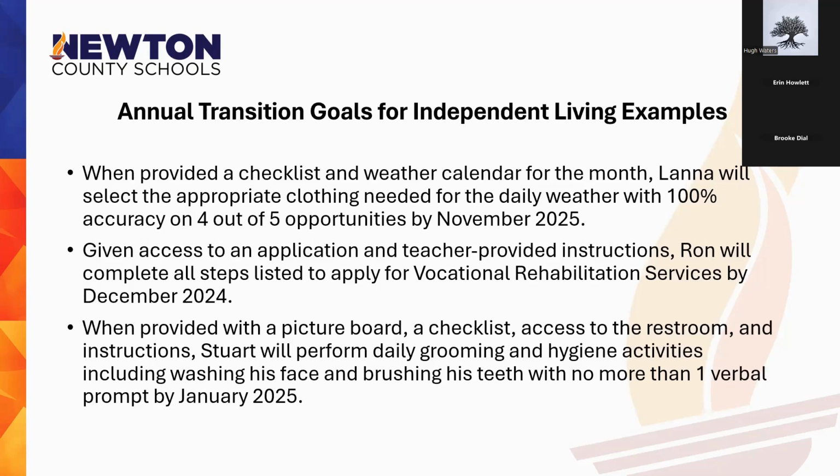And these are a couple of different examples of the actual goals that you might see. When provided a checklist and weather calendar for the month, Lana will select the appropriate clothing needed for daily weather. Or, given access to an application and teacher-provided instructions, Ron will complete all steps listed to apply for vocational rehabilitation services. Another one: provided with a picture board or a checklist, access to the restroom, and instructions, Stu will perform daily grooming and hygiene activities, such as washing their face or brushing their teeth. So these are things that people can do.